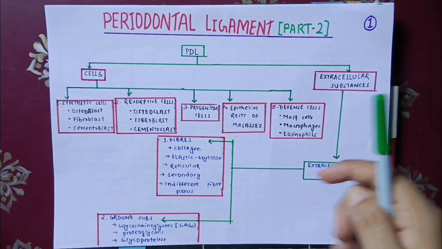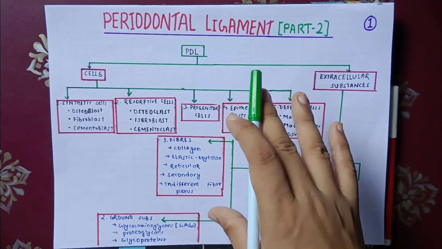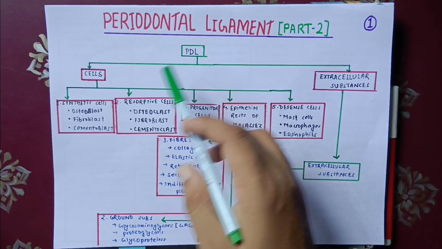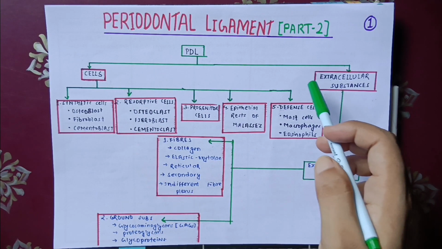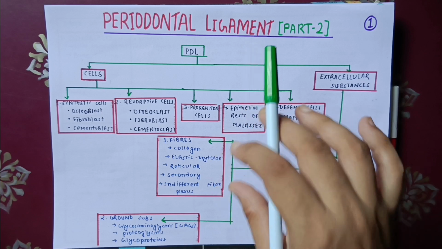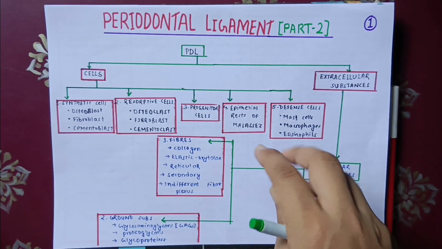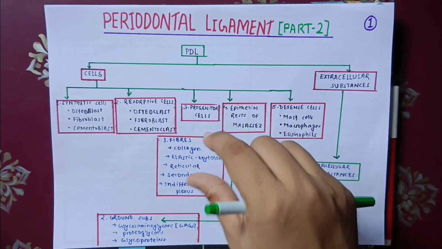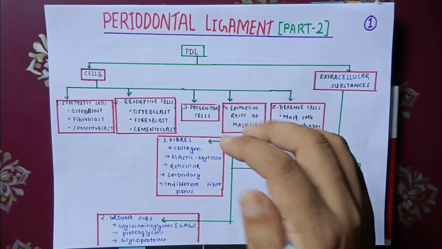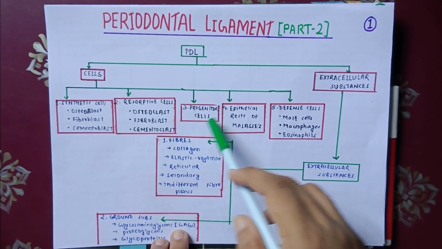As I have told, we will discuss the periodontal ligament components, that is, the composition of the periodontal ligament. Firstly, we should know that the periodontal ligament has cells and extracellular substance. In any histological substance we have cells and extracellular substance. Extracellular substance means the space or substance present between the cells. In cells also we have different kinds, particularly 5 different types of cells.